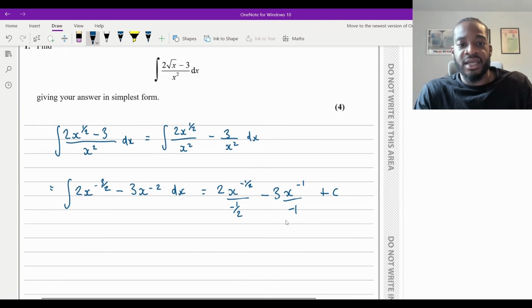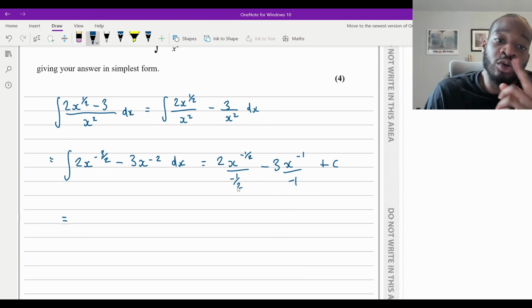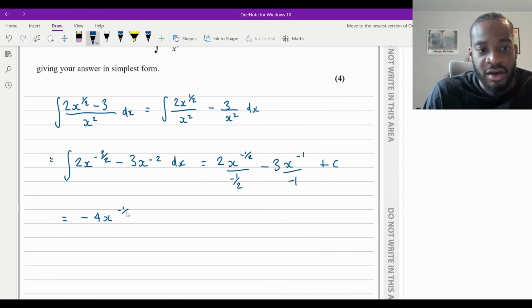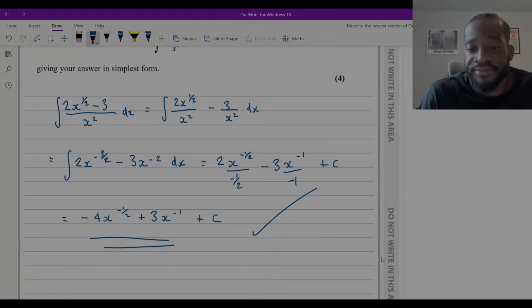And now it's just a matter of tidying that up, isn't it? So doing that there, we're dividing by a half. That's the same as times by 2. We've already got a 2 at the front. It's going to be a 4. There is a minus there, so it's going to be minus 4x to the power of minus a half. And then minus 3 over minus 1 is a positive 3. So positive 3x to the minus 1 plus your constant of integration. And that is your answer for question one. 4 marks in the bag.